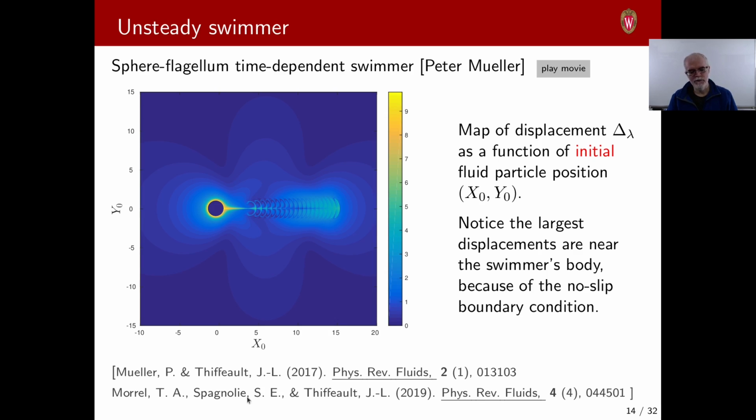There's also a paper with Tom Morel and my colleague Saverio Spagnoli where we looked at a very simple model of a jellyfish to do simple estimates.